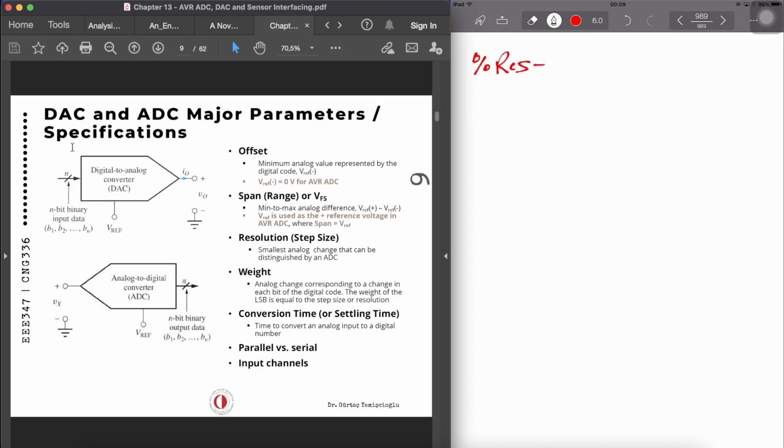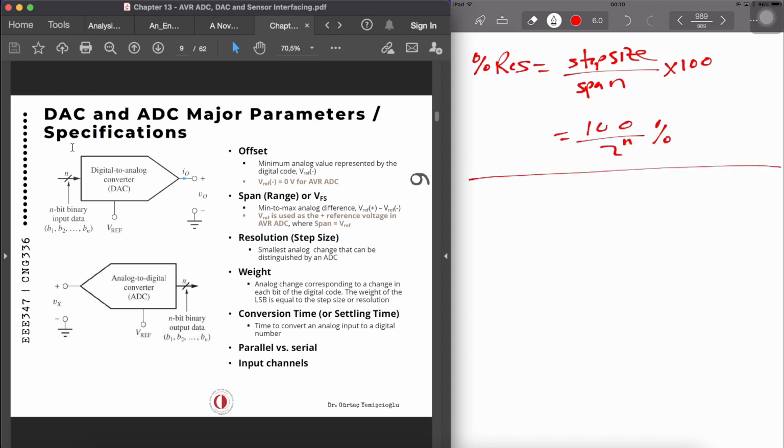And we can also easily find out the percent resolution, which gives us the percentage of it. Now the percent resolution is step size divided by span, multiplied by 100. Okay, so we can easily get the step size that we have calculated over a span, over a range, and that will be multiplied by 100 to get the percentage. Or you can just say 100 divided by 2 to the power n percent. That's also possible. So these are some of the formulas that we need to consider.